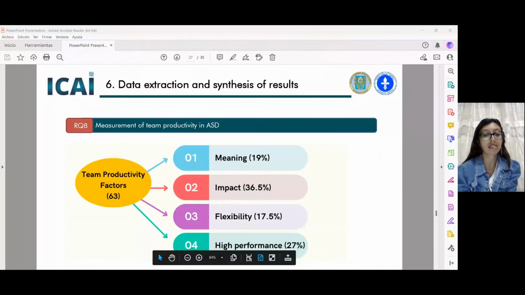Finally, number eight, the question related to how team productivity is measured in ASD. This investigation identified in the selected studies 63 factors that influence the measure of team productivity in ASD, which were organized into these four categories: meaning, impact, flexibility, and high performance.